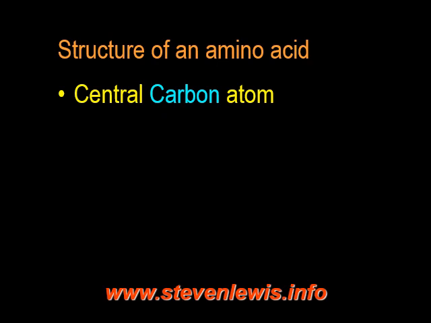At the core of an amino acid is a carbon atom. This means we're dealing with an organic compound. Recall that carbon can form 4 covalent bonds. So attached to that central carbon are 4 groups. One of the groups is going to be an amino group, NH2. The dash implies a covalent bond. Amino implies it contains nitrogen.